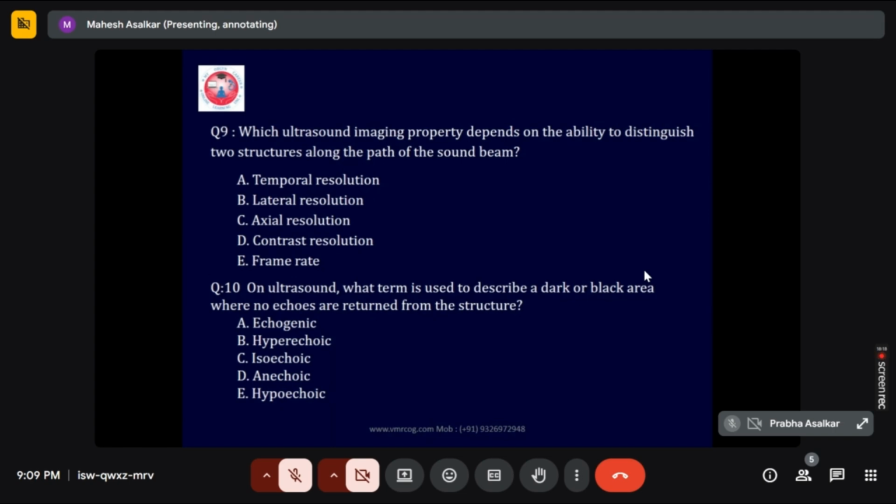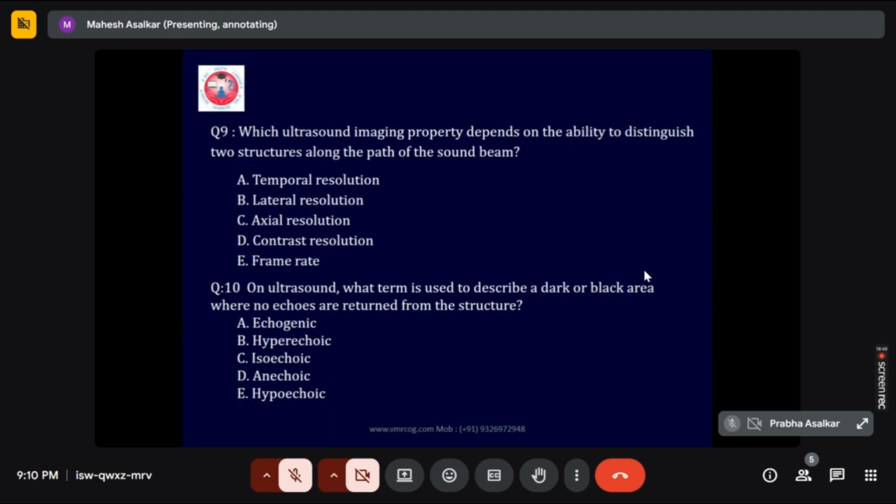Sir, I don't know. Which ultrasound imaging property depends on the ability to distinguish two structures along the path of the sound beam? The sound beam is passing through a path, and there are two structures which we need to differentiate. So which of these will be? Temporal. Contrast resolution. No, it's an axial resolution. Okay, it's axial resolution.